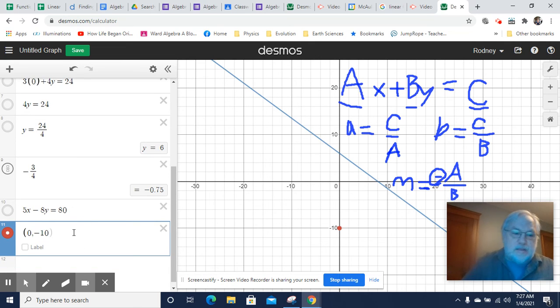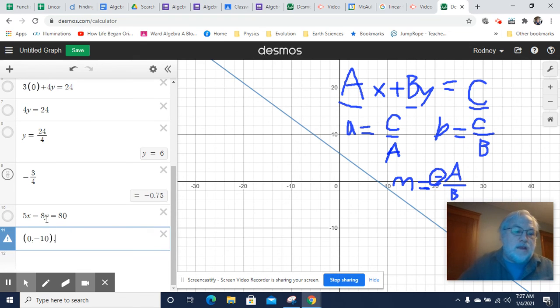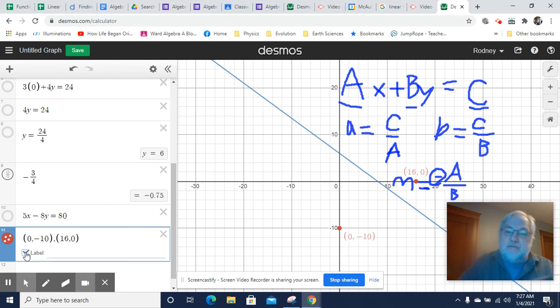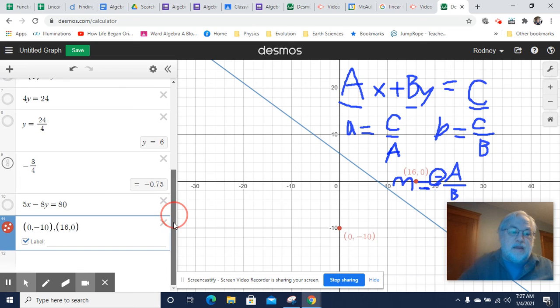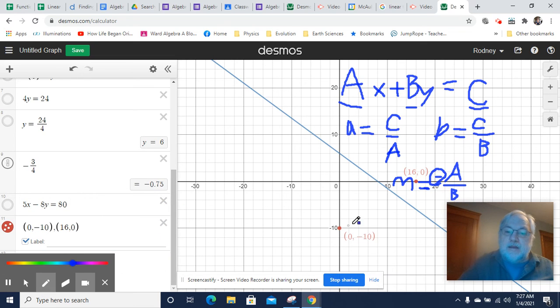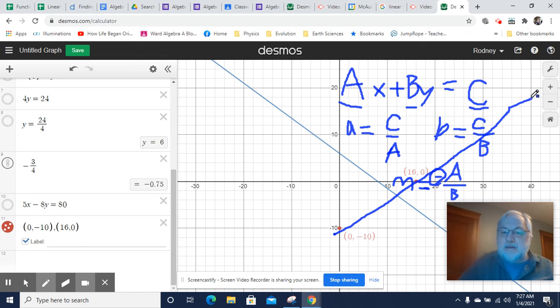And then I can get the x-intercept by saying y is 0. So when y is 0, I'm just left with 5x equals 80. So to find x, I've got to do 80 divided by 5, and that's (16, 0). And so now I have x and y intercepts. Let's label them so they're identified. And now I can just draw a line through those 2 points like that.